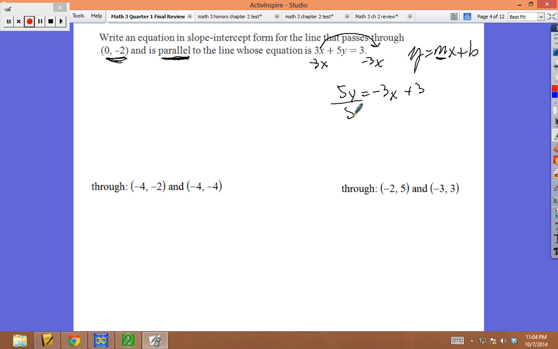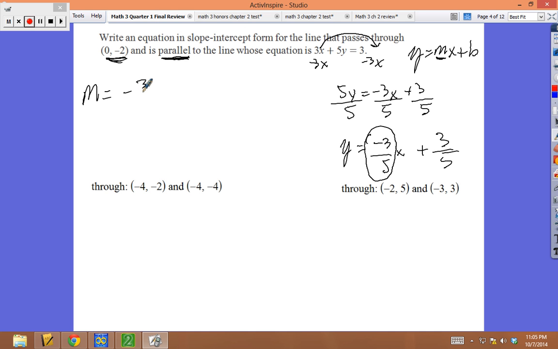Now I've got to divide this by 5, divide this by 5, divide this by 5. So my function is y equals a negative 3/5 x plus 3/5. So my slope is right here. My slope is a negative 3/5. So if my line is parallel to their line, my slope must also be a negative 3/5. And the y-intercept they gave me for free, the y-intercept was negative 2.